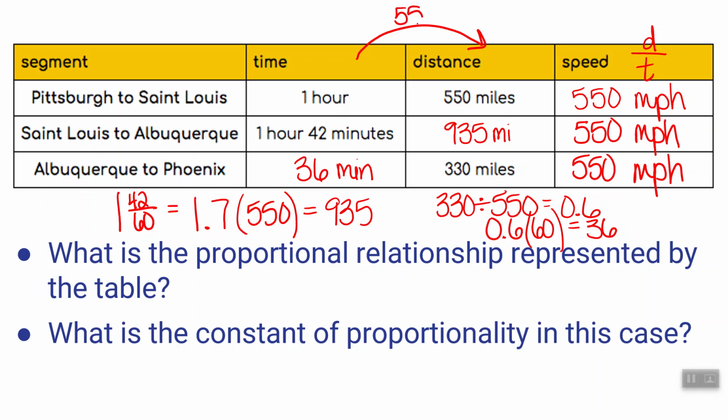But the constant of proportionality is the number that you are multiplying time by to get distance. Constant of proportionality in this case is 550. The proportional relationship here is that the distance traveled is proportional to the elapsed time, or distance is proportional to time. And again, the constant of proportionality is 550.